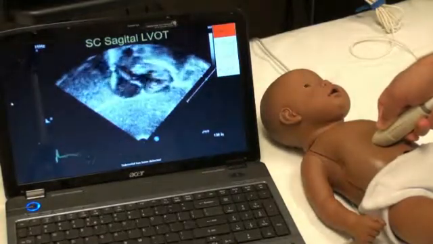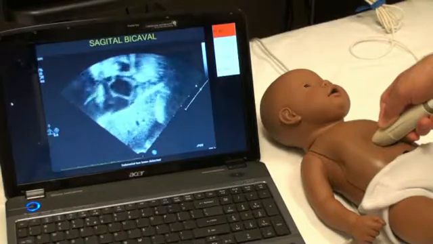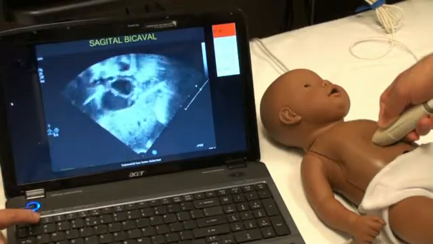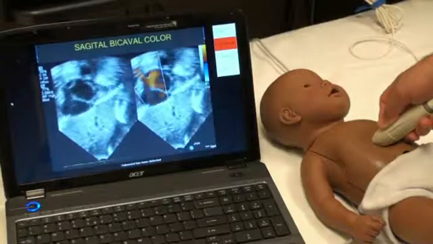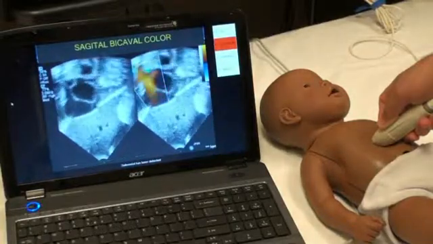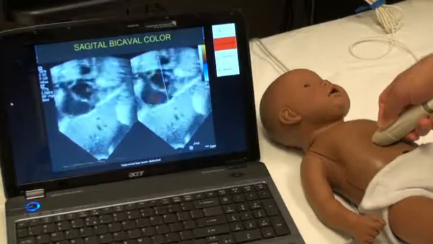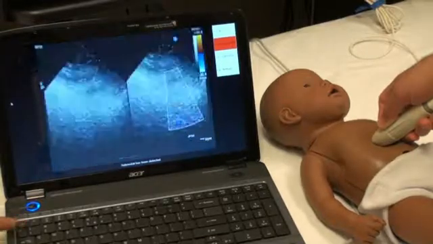Sweeping to the right side of the aorta, we're going to bring in the bicaval view, superior vena cava coming to the right atrium, atrial septum, pulmonary veins with the color flow. There is not much atrial shunting in this patient.